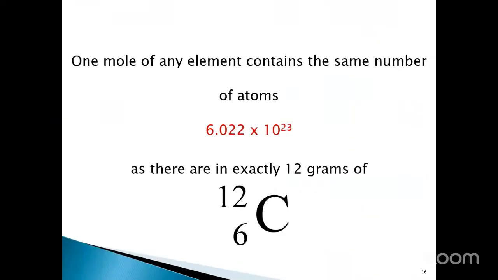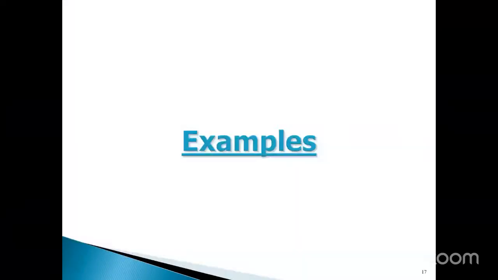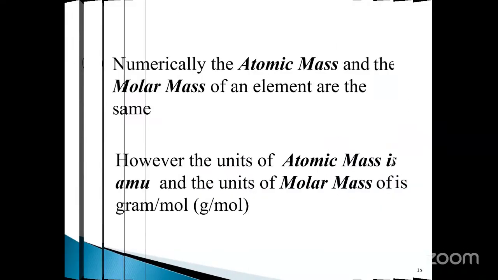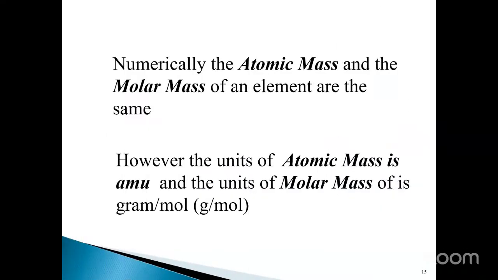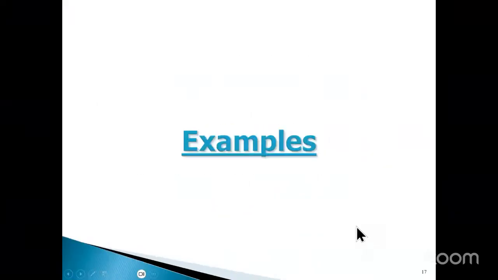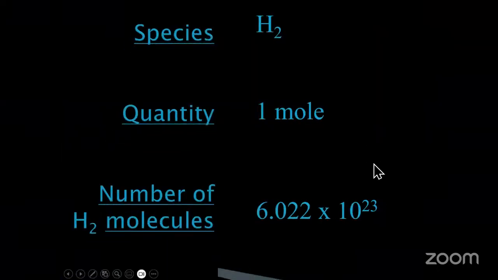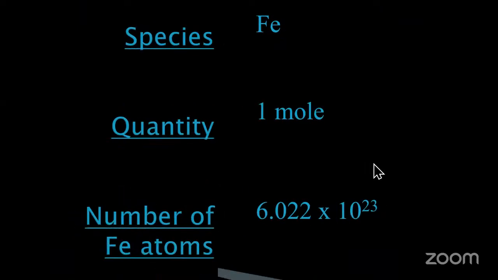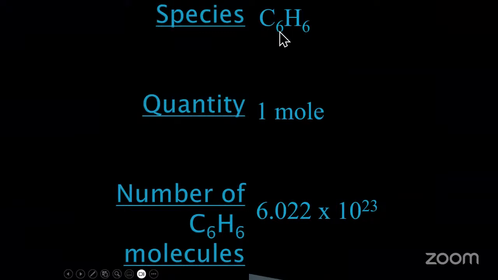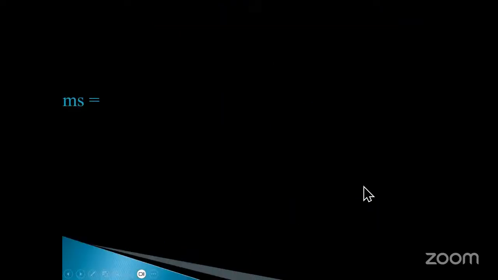So I think I have some other examples here. Okay, so that's basically talking about the relationship between the atomic mass and the molar mass. They're numerically the same, but the units will be different. Units of atomic mass is AMU, the units of molar mass is grams per mole. And then there's a list of examples of different substances, not only elements, but compounds as well, like benzene, C6H6. 1 mole of this will contain this number of molecules of that compound, for example, all right?